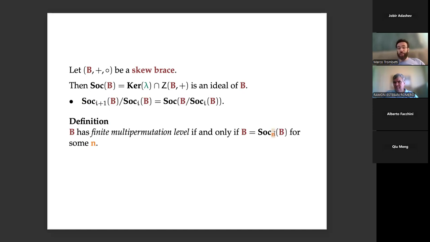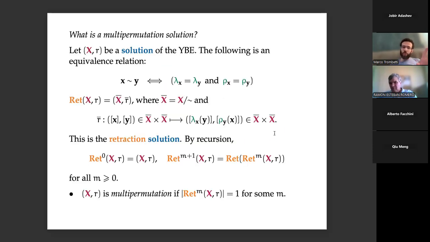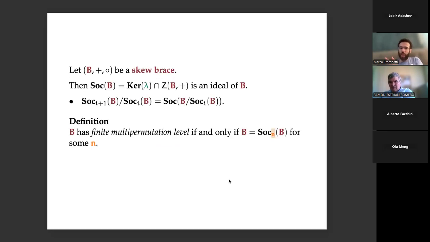And well, you see, there is some dichotomy here, because the multipermutation solutions are defined through descending chains, something that is restricting and goes to a thing that is made by one element. And here we are going the other way. We are starting from the zero sub-skew brace, and we are going up to the whole skew brace B. This is what we are doing.